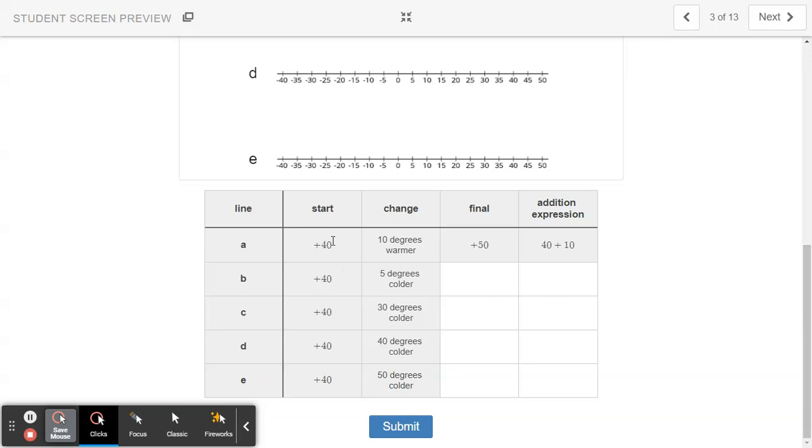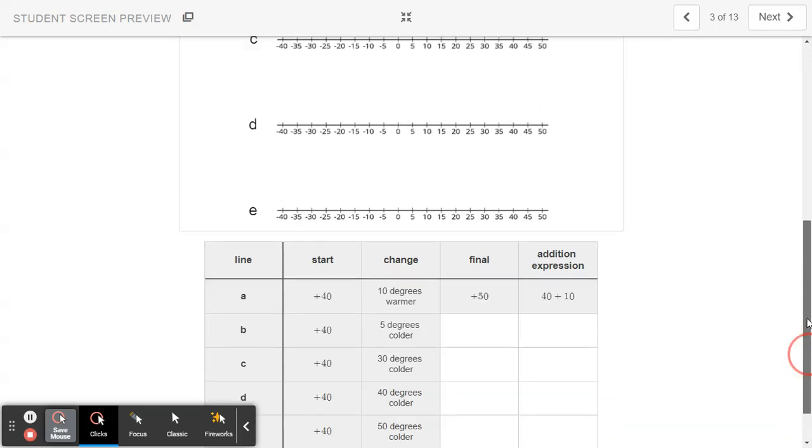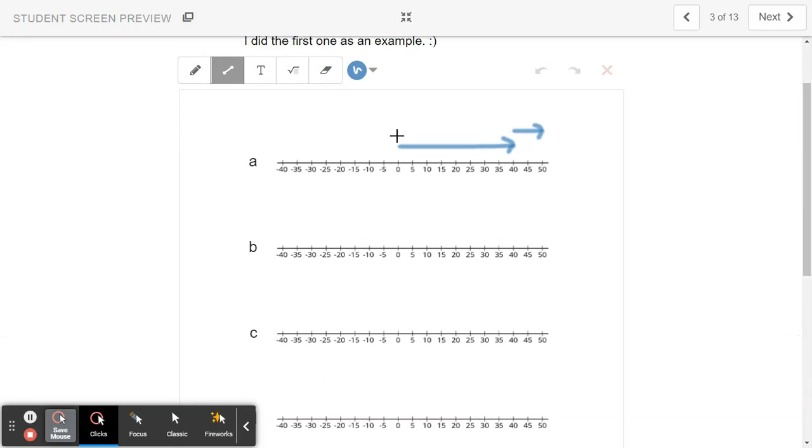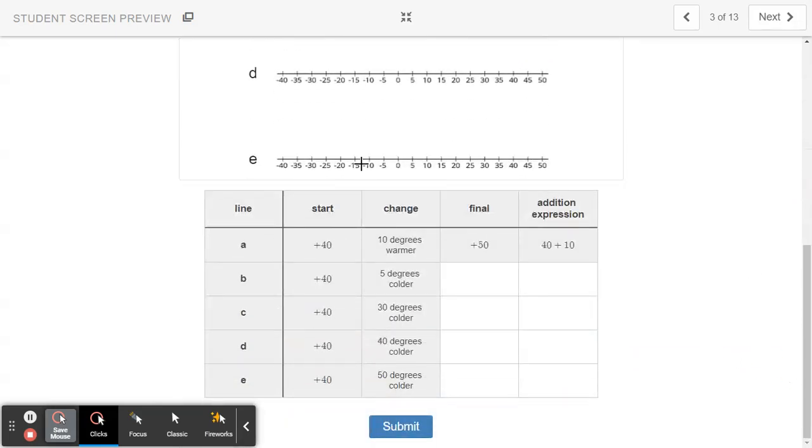It says to start at +40. So if we look at the number line for A, I started at 0 because we always are going to start at 0, right? And from there, we draw a line. You can use the line tool. That's probably easiest. And from 0, I ended at 40, right? Because the starting was +40. So we start at 0, we end at +40. And from there was a change.